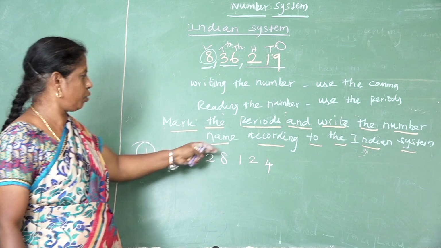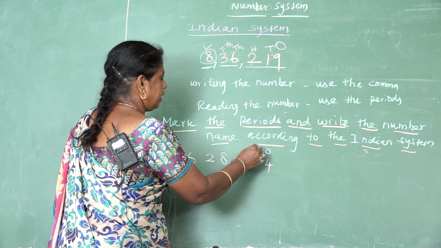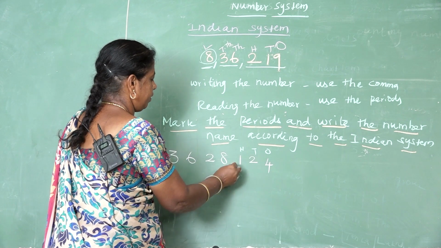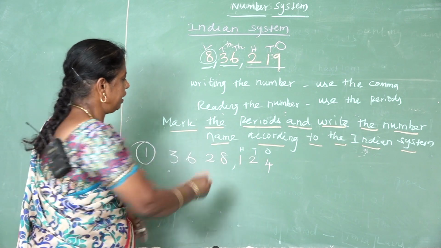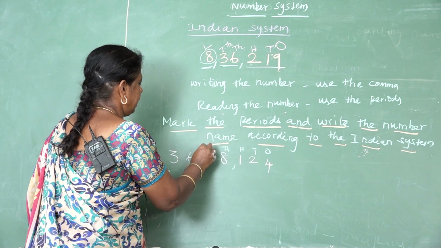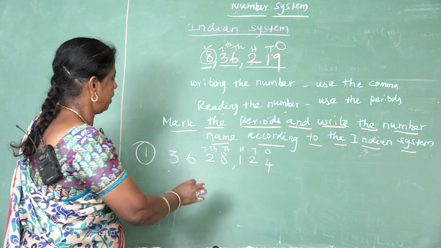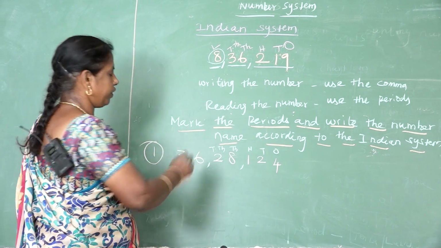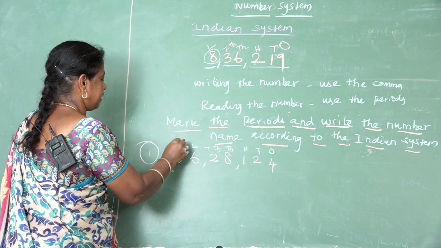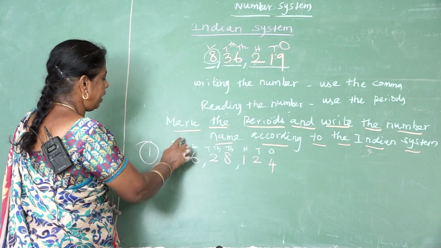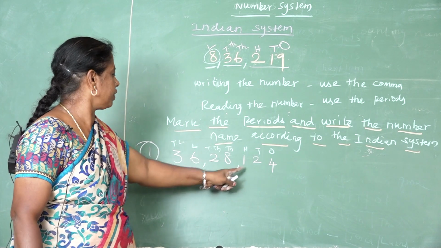Okay, first you mark the periods. Ones, tens, hundreds: before this period you put a comma. Next, 1000s, 10,000s: these are the thousand period, so before this number you put a comma. Then lakhs, 10 lakhs: it depends upon the lakhs period. First you put the commas.